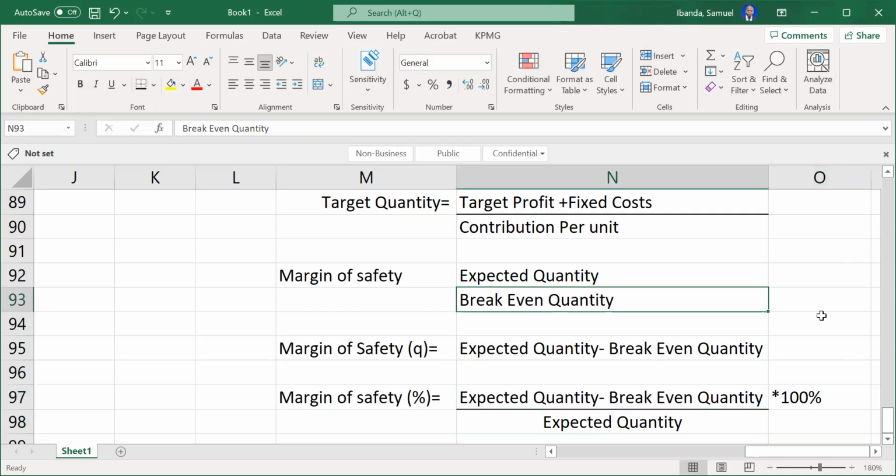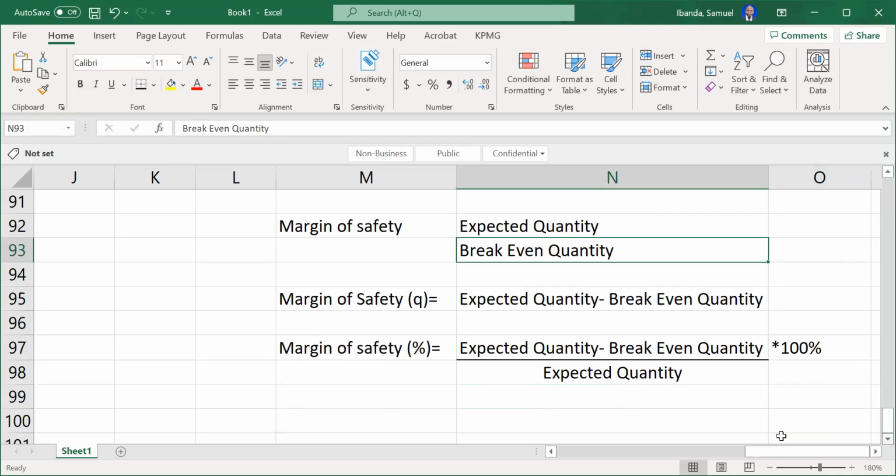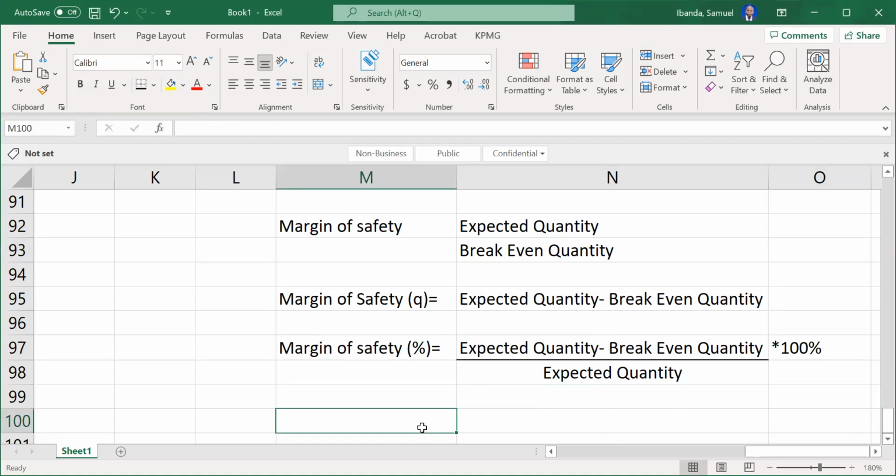We shall multiply everything times 100%. So that is when we are doing our margin of safety. I believe that you understand what margin of safety means. So the examiner can ask you, for example, the question of ABC.